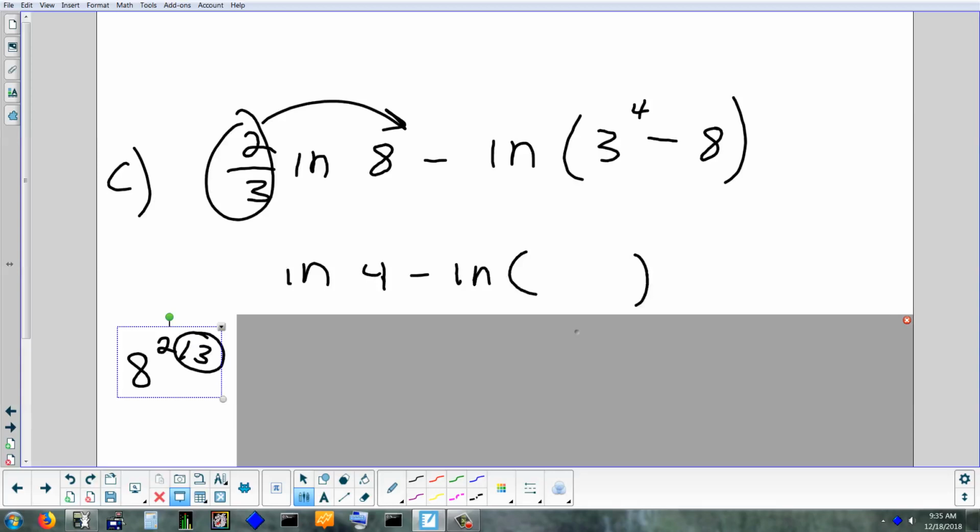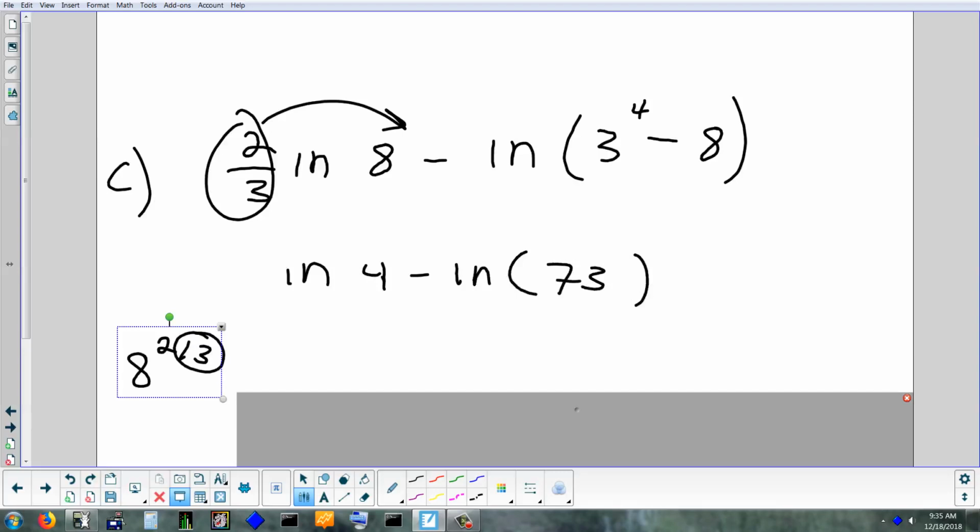Well, see it? 73. Yeah, 73. So now we're one step away from having that all together as one. What would be my final answer? Corey? ln 4 over 73. Yep. ln of 4 over 73. Question on that?